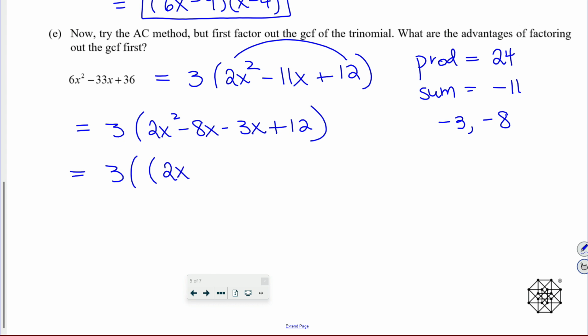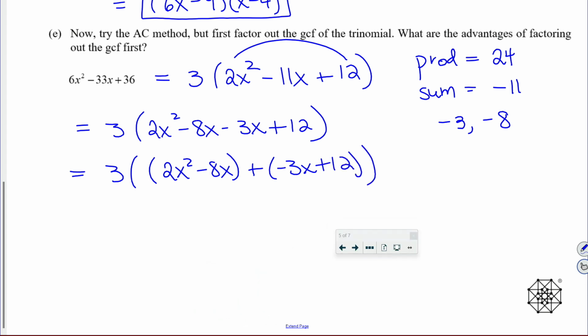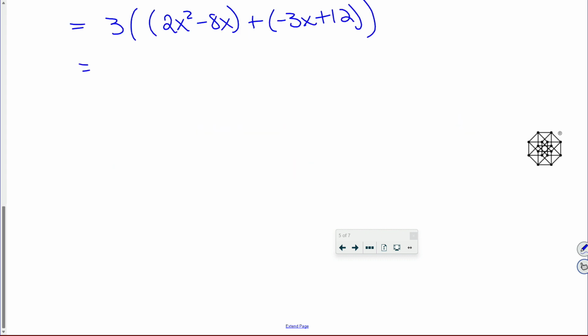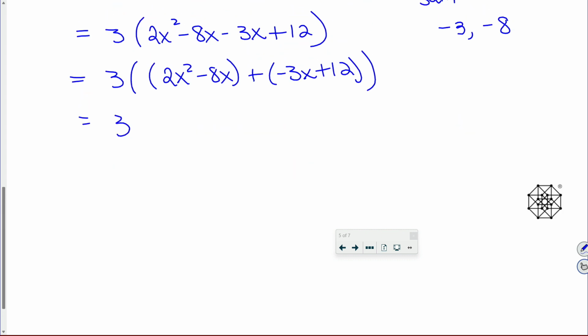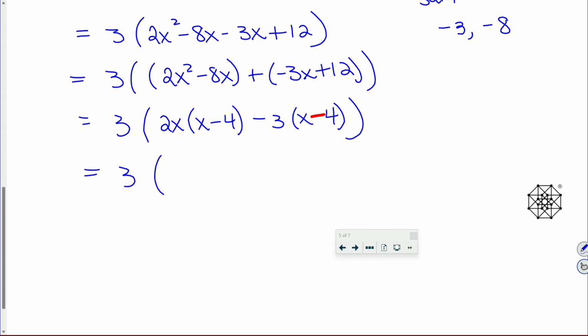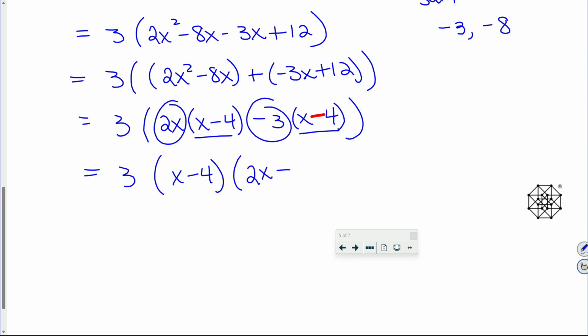We're going to have a lot of parentheses here, but you'll live with it. We've got 2x squared minus 8x, and I'm going to group those together, plus negative 3x plus 12, and I'm going to group those together. I'm not going to drop that 3. From the first two, I can pull out a 2x times x minus 4. From the second two, I can pull out a negative 3 times x minus 4. Don't lose that 3. Then I've got this common binomial factor of x minus 4, times 2x minus 3.